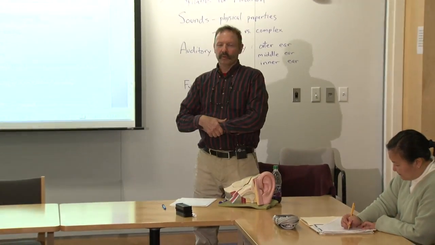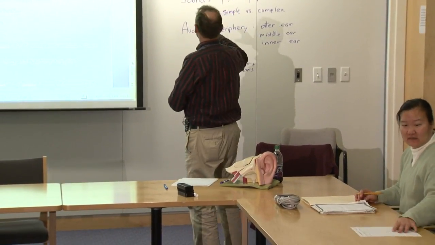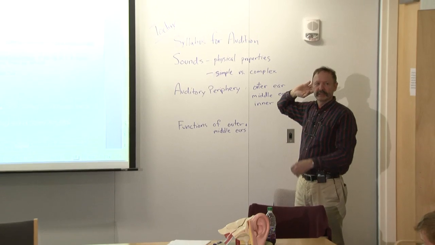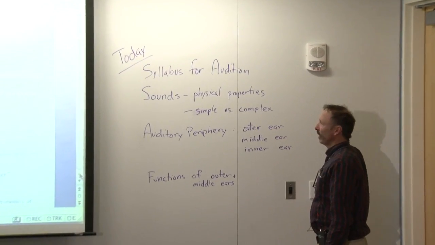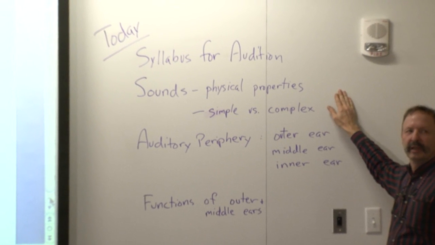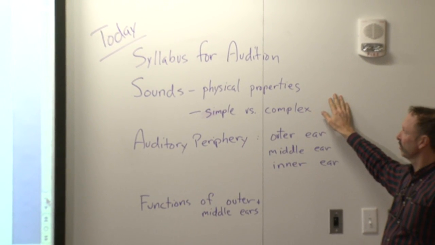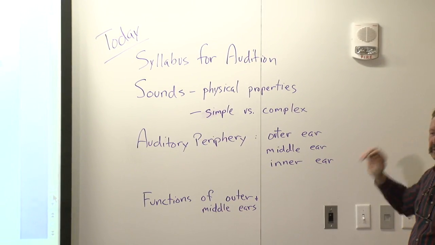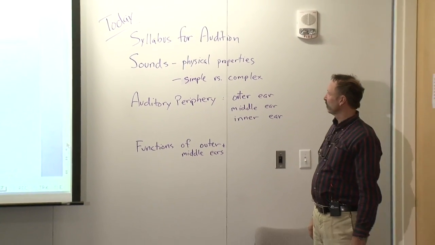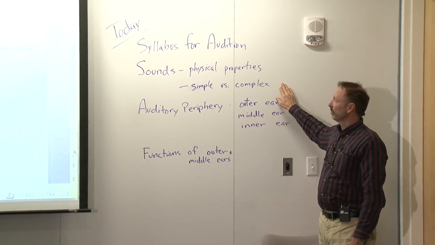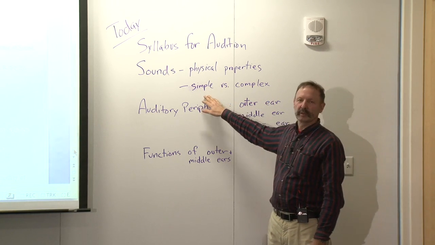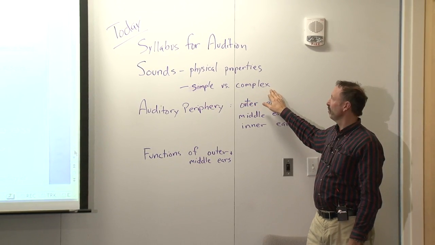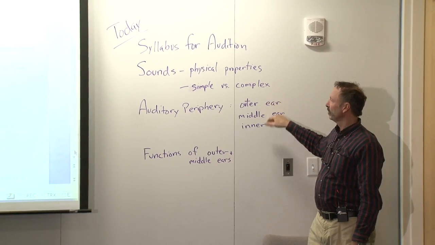And I thought that what we do today is first go over this syllabus for audition, which is the second part of the course, just so you get an idea of what's in store for you. And then today's lecture will have a big part on sounds, which have physical properties that are very different than the light stimulus you guys have been talking about so far in the course. And we're going to illustrate different types of sounds, very simple sounds like pure tones, and very complex sounds like human speech, which have many, many components in them.